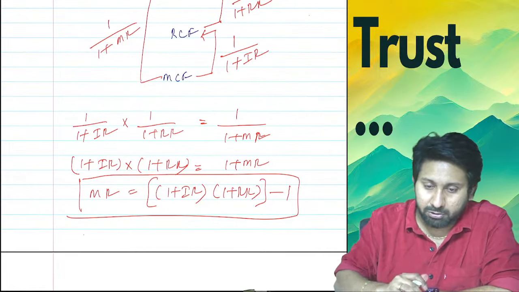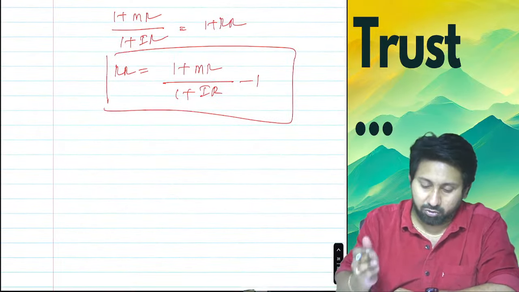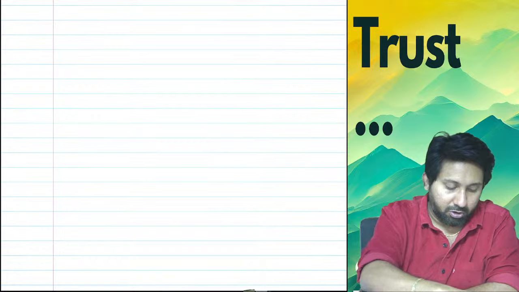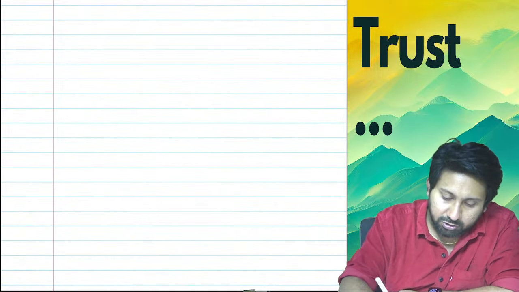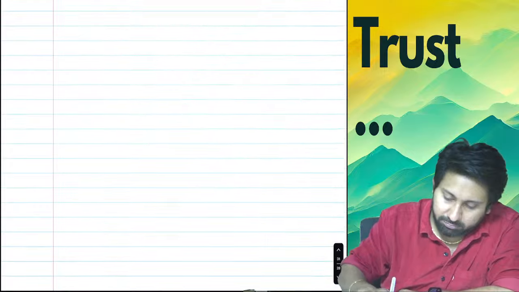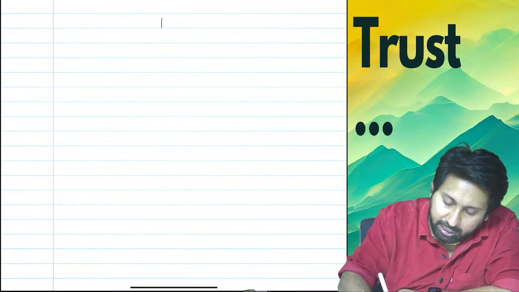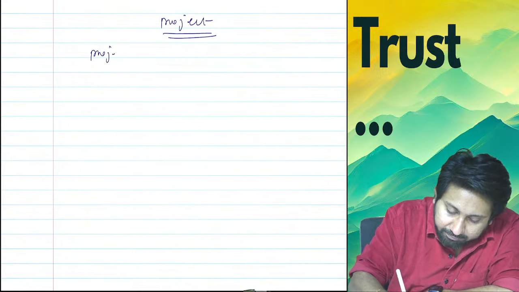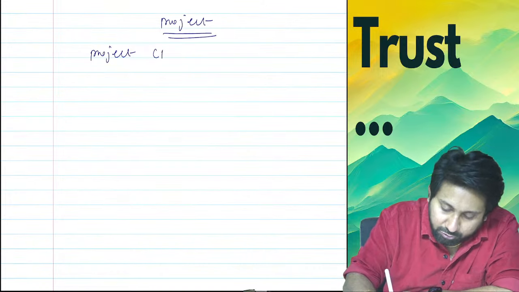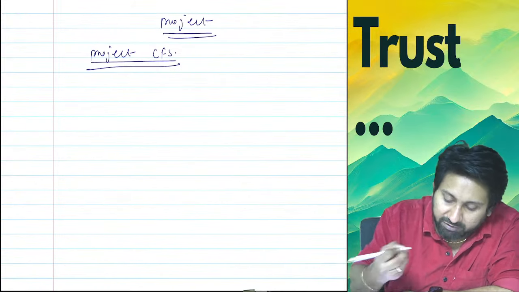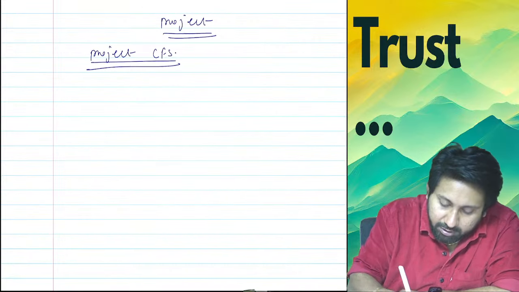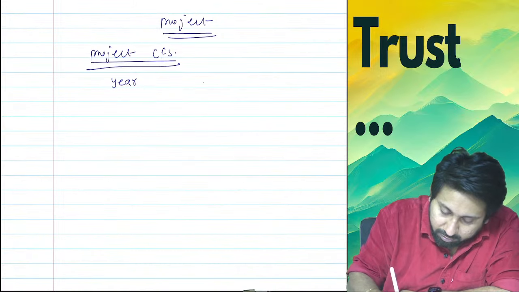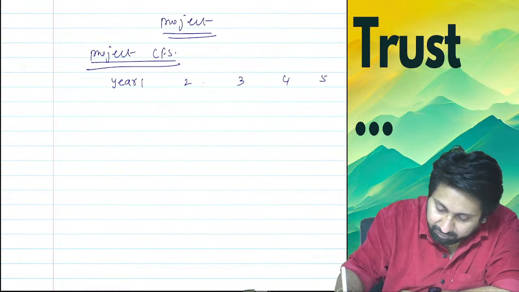Next one, see here. So now we understood the rates, how to calculate real rate, how to calculate money rate. Okay, now listen carefully to the concept. Our discussion is not yet completed. The point is, whenever a company starts a project, it will project the cash flows. How will they project? They will say, if I purchase this machine, year 1, 2, 3, 4, 5.